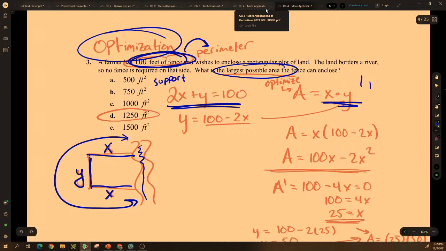I want this to have one variable. That's the key for optimization. So I'm going to use this supporting equation, and I can either solve for X or for Y. This one looks easier to solve for Y.